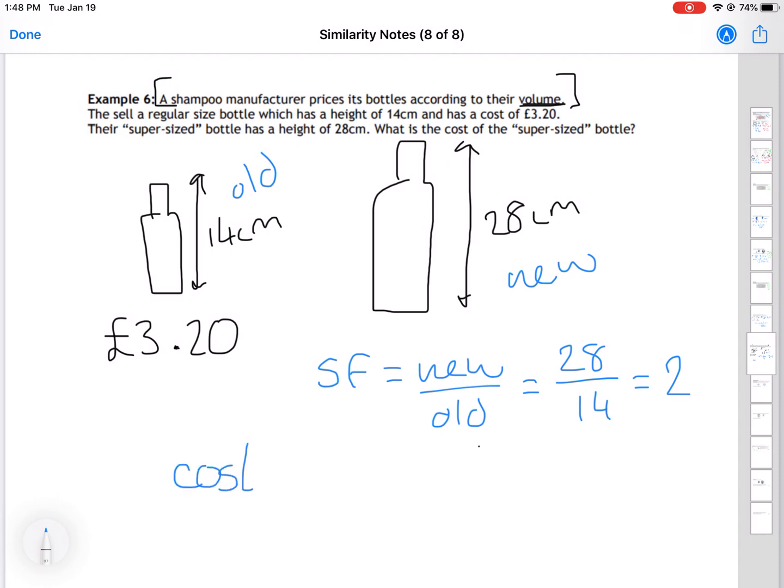Therefore, the cost of the supersized one is relating to its volume, so it's the scale factor cubed, multiplied by the cost of the smaller bottle, or, in this case, the regular bottle. So again, if we pop that into our calculator, the cost of the supersized one is £25.60.